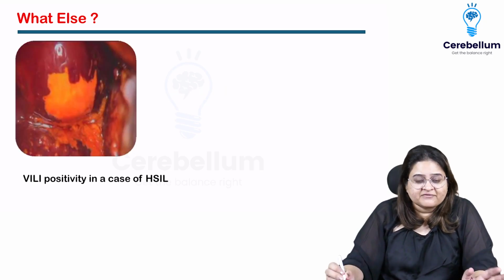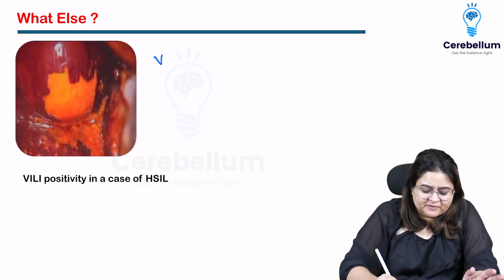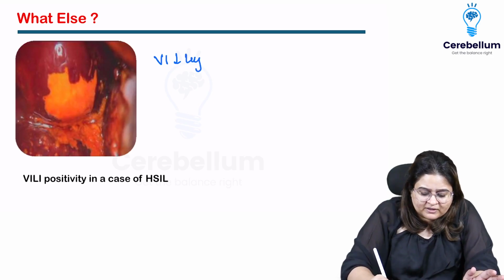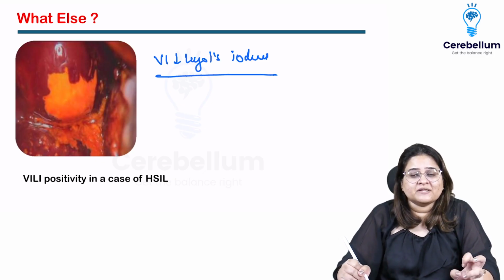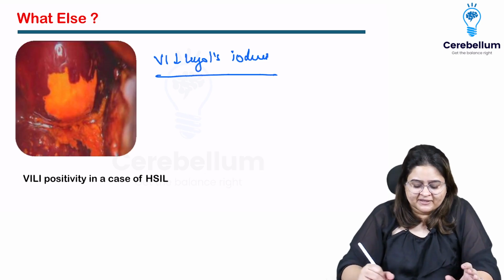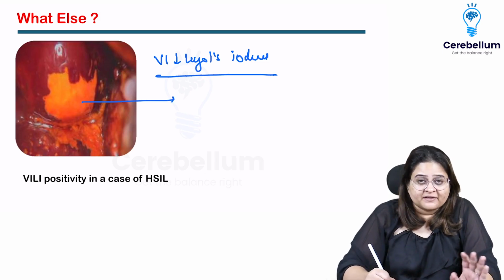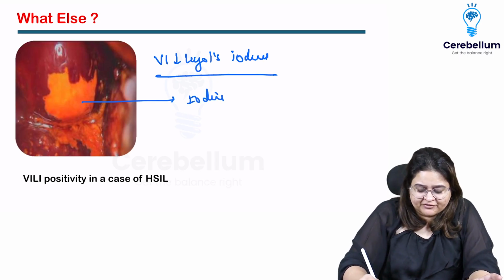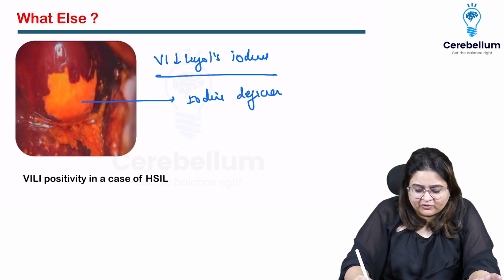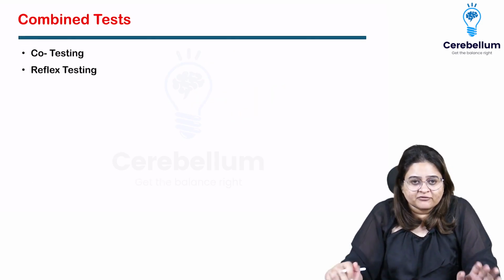Similarly, there's something called VILI. VILI is visual inspection under Lugol's iodine. Remember, when you apply Lugol's iodine, normal tissue is going to get stained by the iodine, whereas a pre-malignant area is not going to get stained. It is iodine deficient. So again, you know where you're going to take the biopsy from.